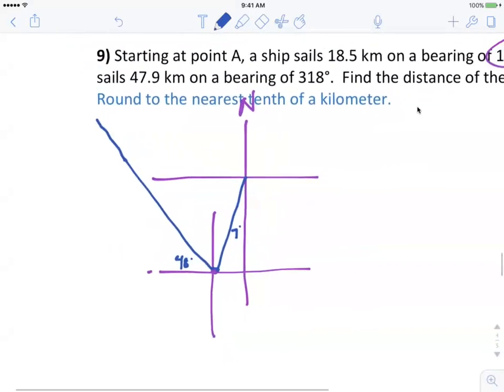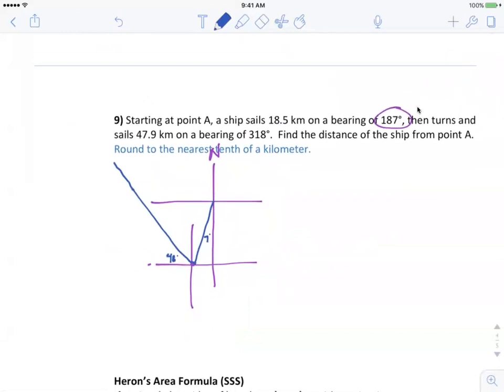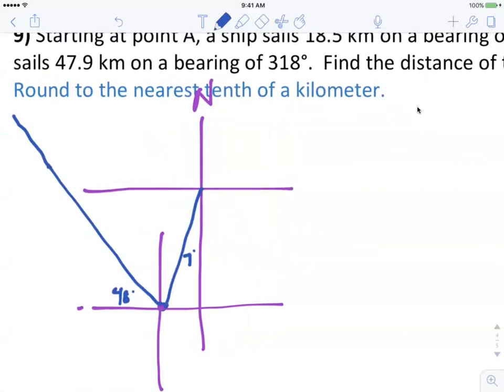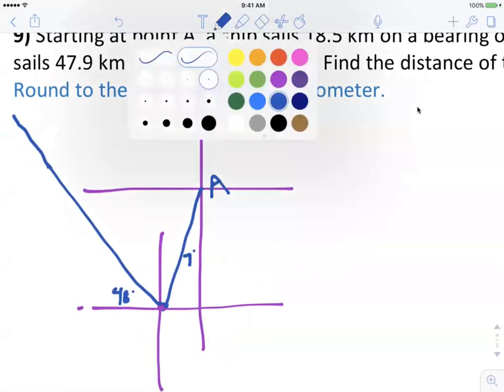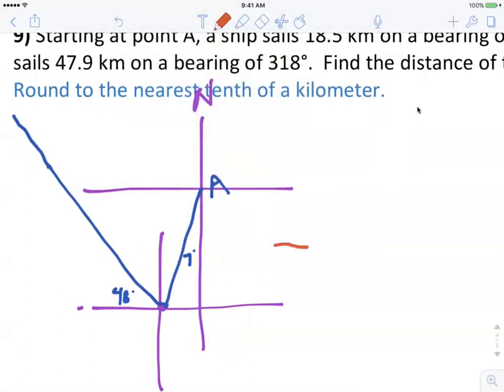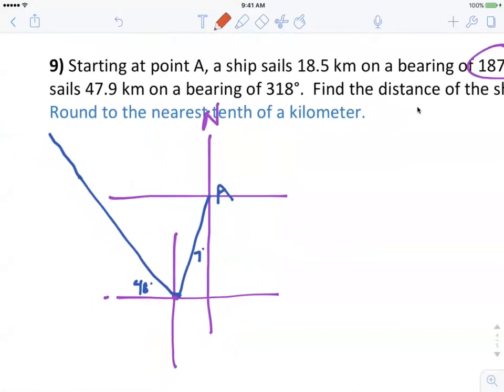And then the question is, find the distance the ship is from point A. Remember, point A was here. So I'm trying to find, let's put that in red, the distance back to point A. That's what I need to find right there. So I have a little geometry to do to figure out some angles.